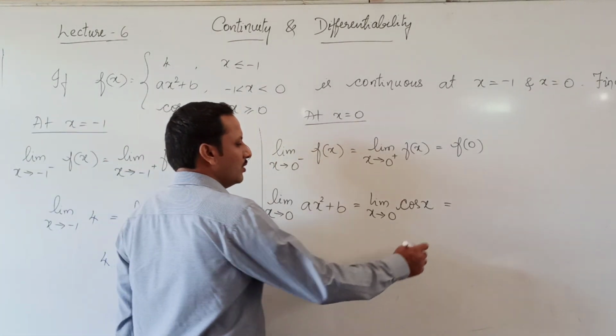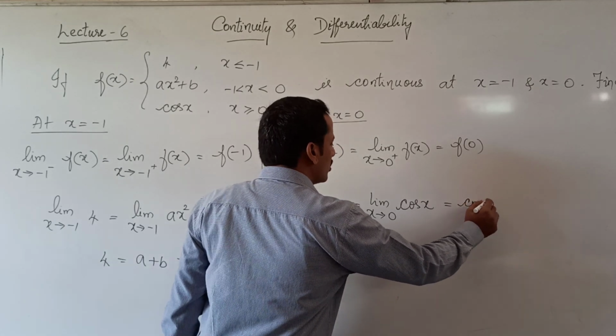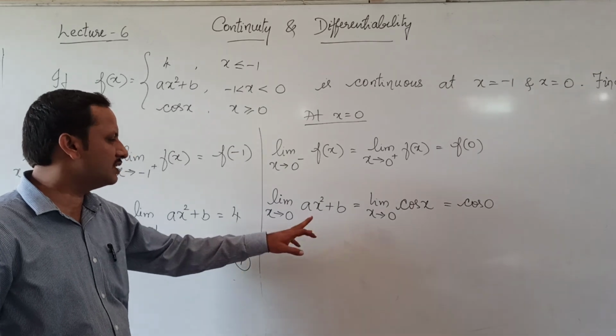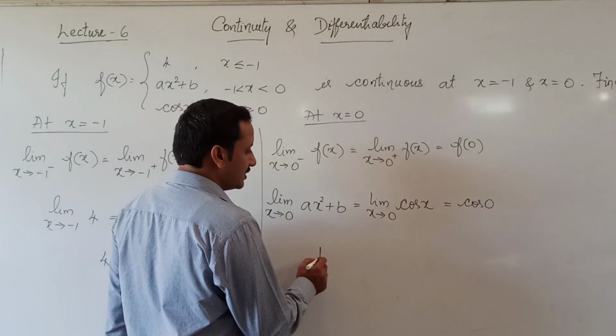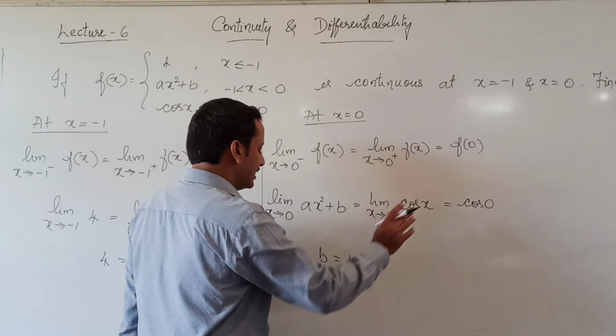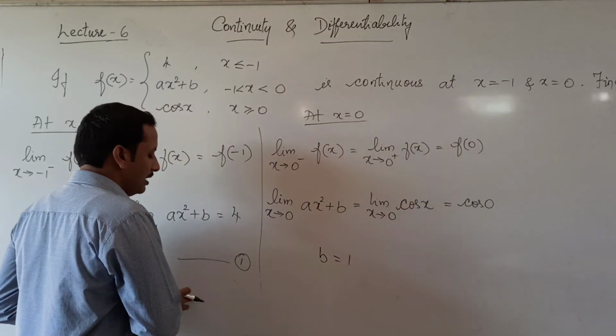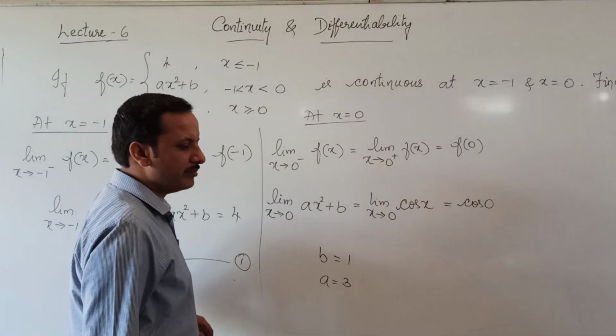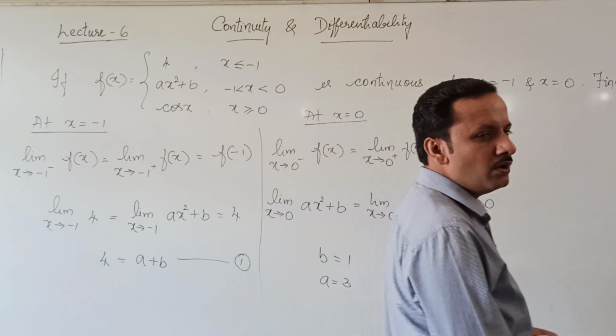Put x equal to 0, we get cos 0, which is equal to 1. Apply the limit here. As x tends to 0, this will become 0 plus b, which is b. As x tends to 0, cos 0, we get 1. That is also 1. So b is equal to 1. If I substitute here, we will get a is equal to 3, because a plus b must be equal to 4.